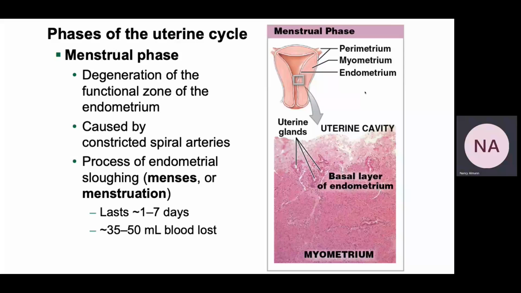About 35 to 50 milliliters of blood is lost, and it lasts up to a week. It can be accompanied by severe abdominal cramping in the uterus, and other fun symptoms like that.